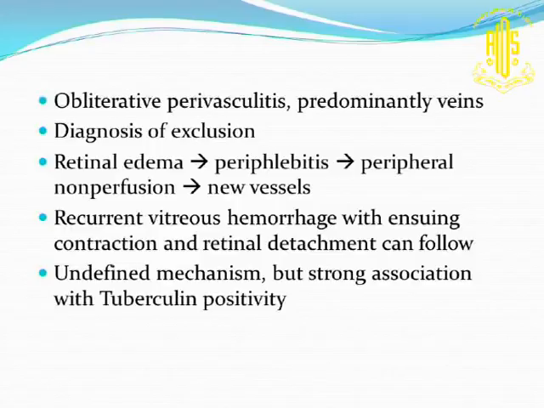It is an obliterative perivasculitis, predominantly of veins, with ischemia, retinal edema, periphlebitis, peripheral non-perfusion, and neovascularization. Recurrent vitreous hemorrhage with ensuing contraction and retinal detachment can follow. This has a strong association with Mycobacterium tuberculosis.